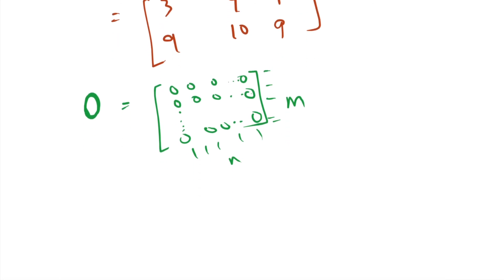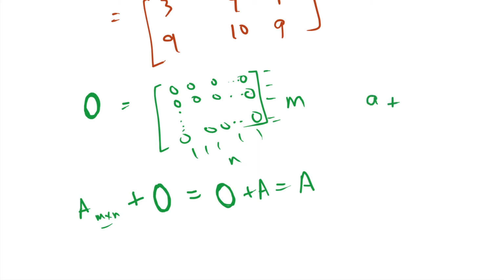Now if A is also an m by n matrix, you can check it out: A plus the 0 matrix, which also has m by n dimensions, will be equal to the 0 matrix plus A, and that will be equal to A. It's kind of like the additive identity in normal algebra. If A is a scalar and 0 is a number, then A plus 0 equals 0 plus A equals A. So that's what we have here for matrix addition also, if you consider 0 to be the 0 matrix.